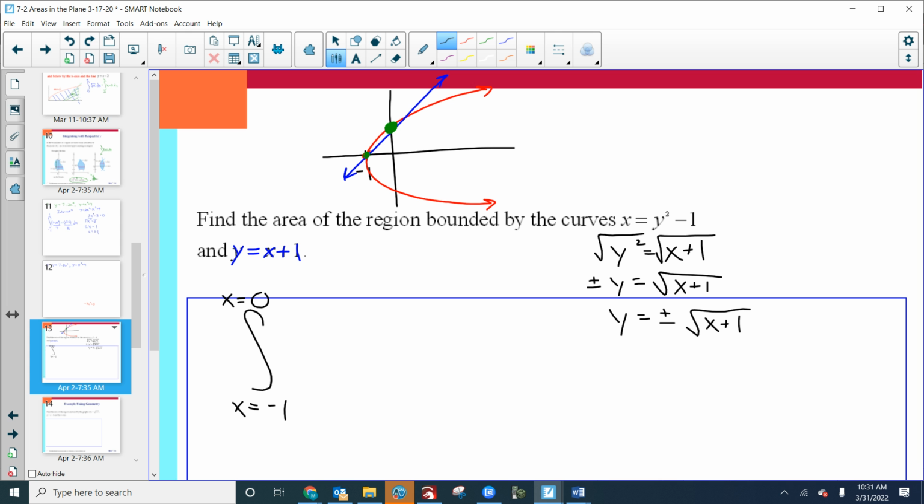Well, we're doing x's. We chose to do top minus bottom, so we have to do x's. The x function. What's the x function top? What's the top one? Just positive square root of x plus 1, isn't it? The bottom half gets ignored.